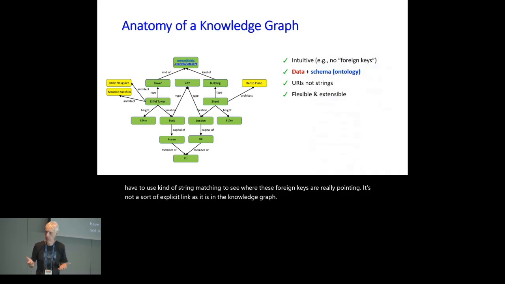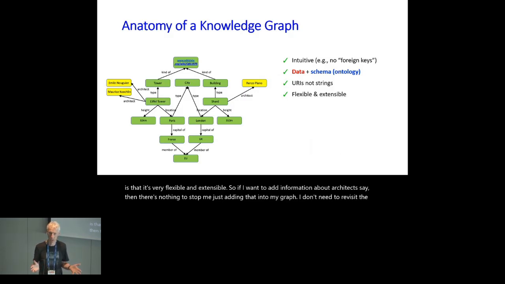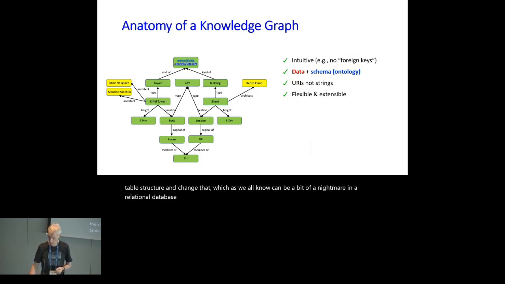Okay, and the other thing that's often put forward as an advantage for this graph data structure is that it's very flexible and extensible. So if I want to add information about architects, say, then there's nothing to stop me just adding that into my graph. I don't need to revisit the table structure and change that, which, as we all know, can be a bit of a nightmare in a relational database setting.